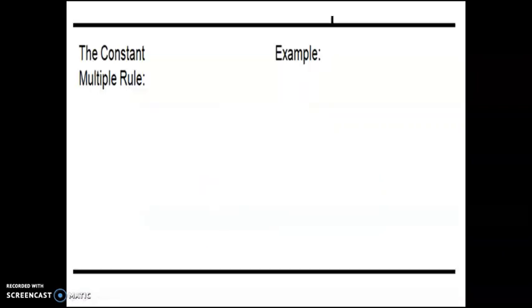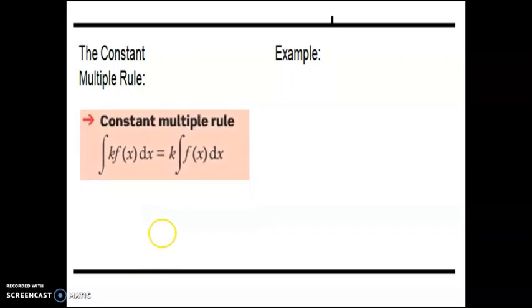Next one, the constant multiple rule. The constant multiple rule gives us this. So if you have a constant and you multiply it by a function, then to find the integral, you can just bring that constant out and just find the integral of the function and multiply by the constant. We had a similar rule in derivatives. Let's take a look. An example of that is this.